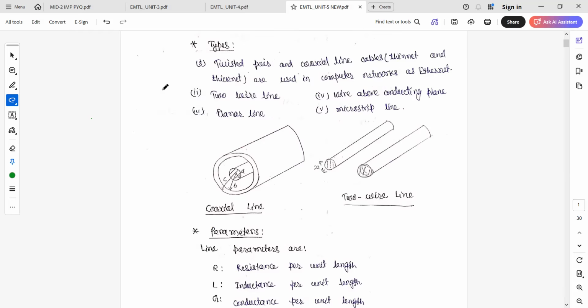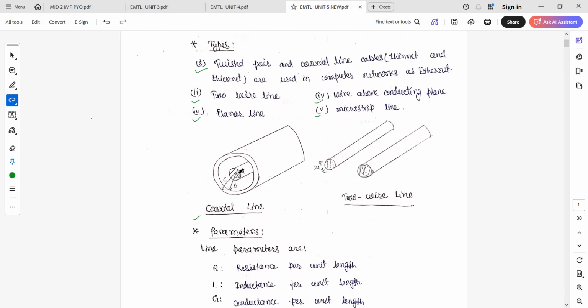We have various types of transmission line, like twisted pair and coaxial line cables. Then we have two wire lines. Then we have planar line and wire above the conducting plane. And the fifth one is the microstrip line. They're asking to draw only two, so we can easily draw the coaxial line and the two wire line.